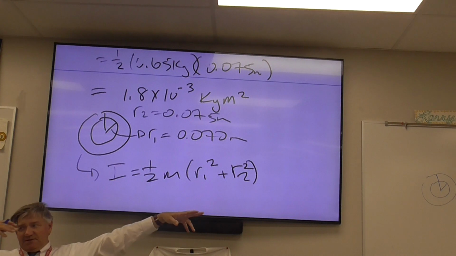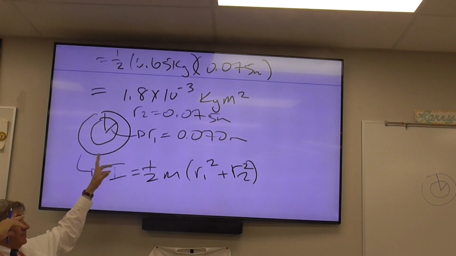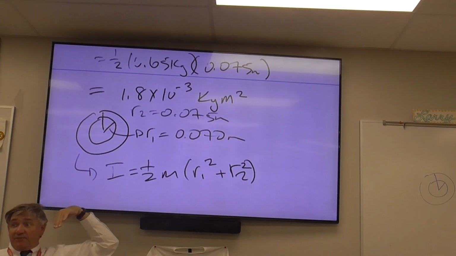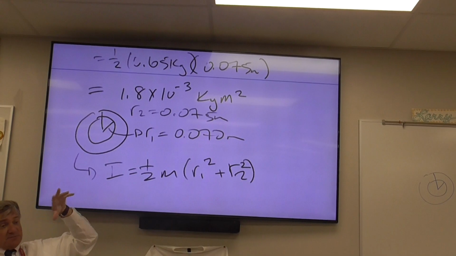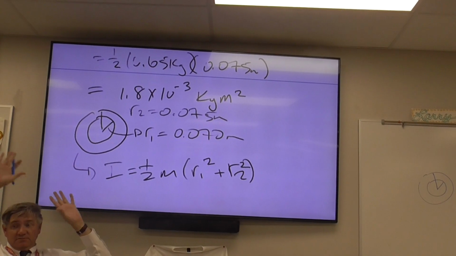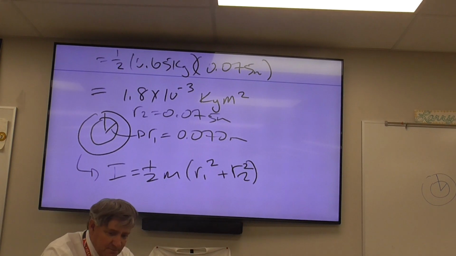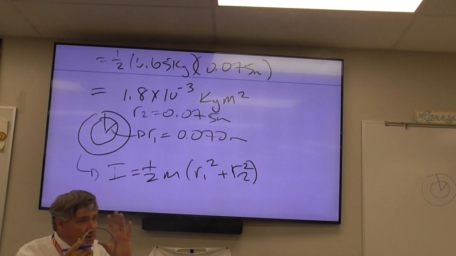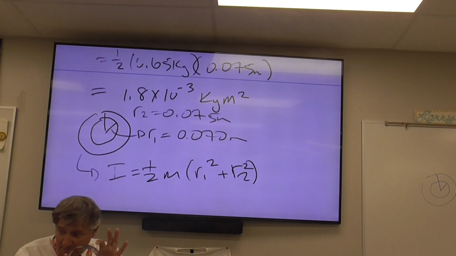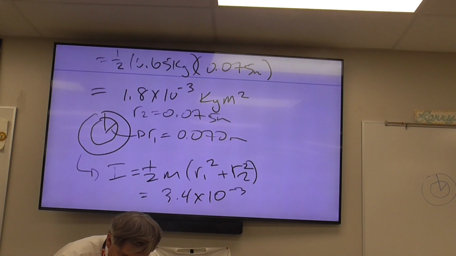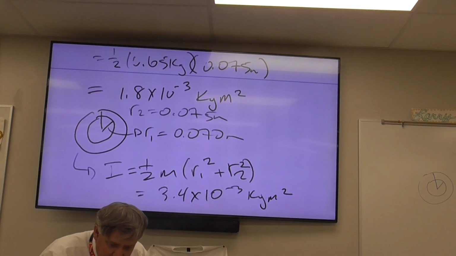Generally you do this in Calc 3, if not differential equations, where you figure out where these formulas come from, because it has to do with the distribution of mass and taking integrals and all this other stuff. So here's the point. If you plug in the numbers, the mass of the ring, inside radius, outside radius, and all that, out of this calculation you're going to get 3.4 times 10 to the negative third kilograms meters squared.